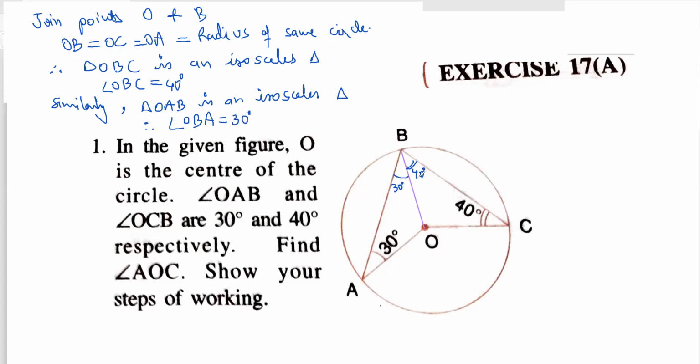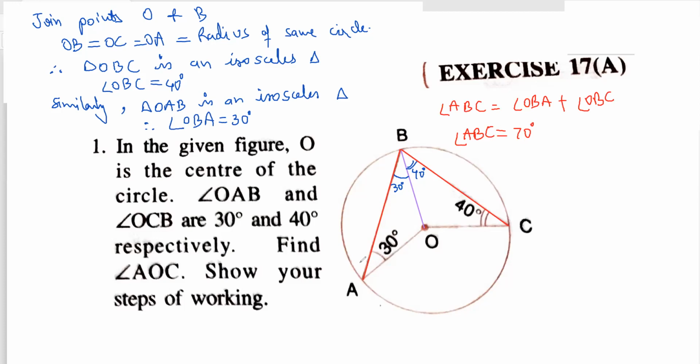Now see, I got this angle is 30 and this is 40. So angle ABC will be 30 degrees plus 40 degrees. This angle ABC is nothing but the sum of these two angles. So I can write angle ABC is equal to angle OBA plus angle OBC, that is equal to 30 degrees plus 40 degrees. So this is 70 degrees. Angle ABC is 70 degrees.